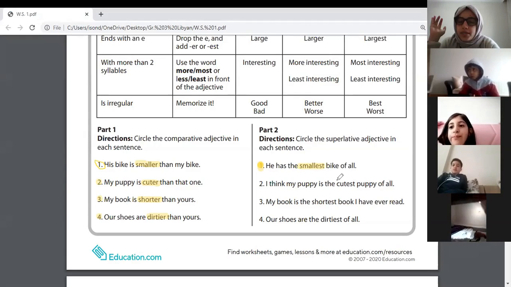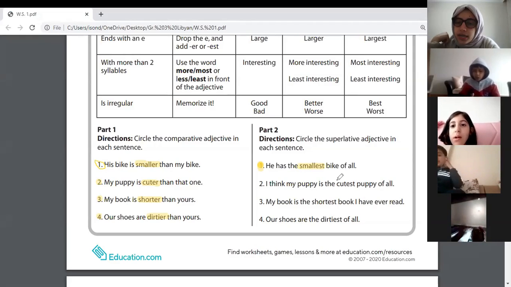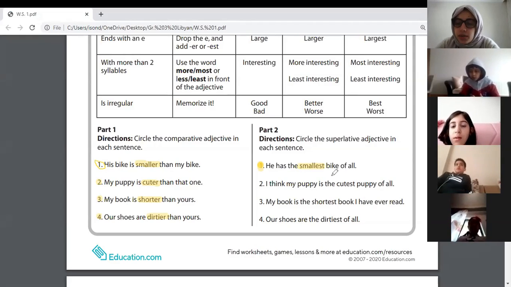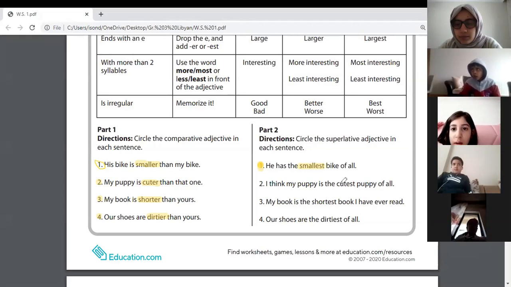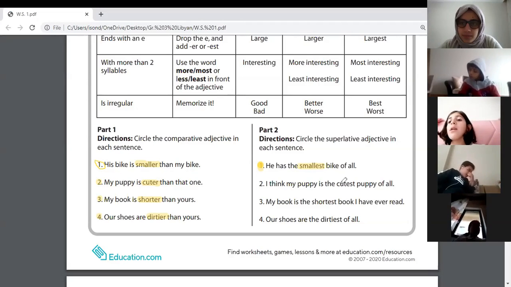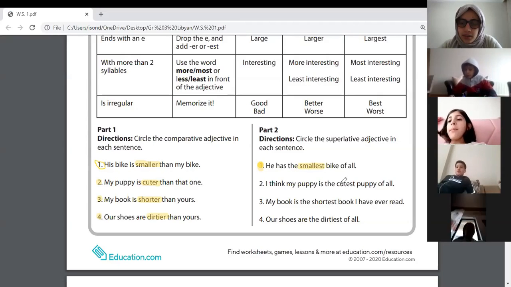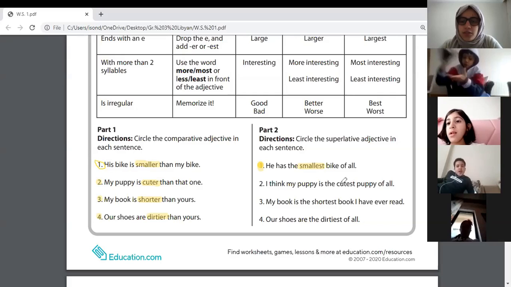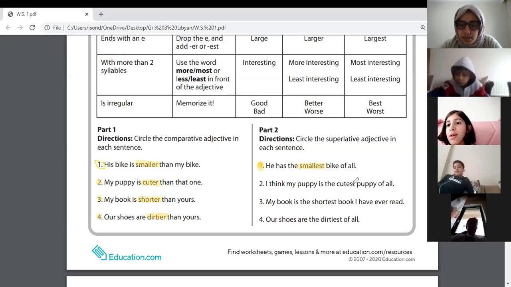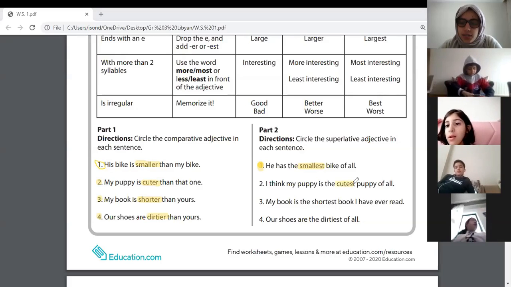And we said puppy means a baby dog. So which word here is comparing between all the puppies and is ending with est? Do you see it? Which word? Cutest. Yes, cutest is the superlative adjective here. Well done, Eileen.